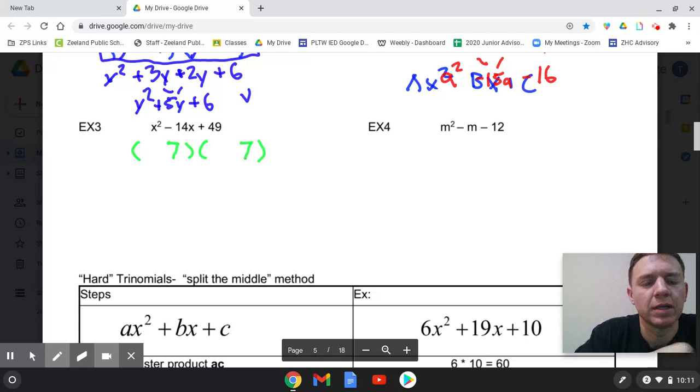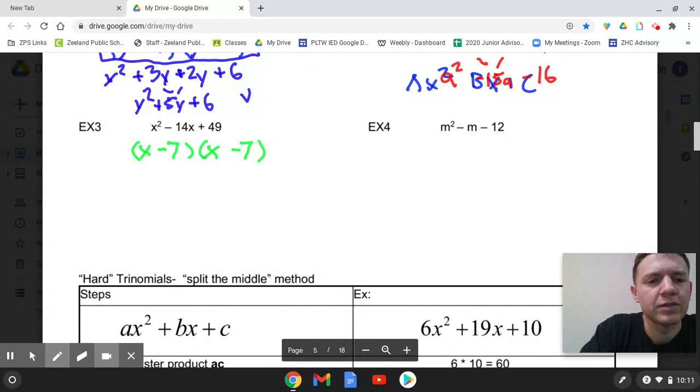Okay. Well, it needs to be -14. So one of these is going to have to be negative. In fact, they both have to be negative. -7 plus -7 is -14. Does that multiply to be 49? Yep, -7 times -7. Negatives cancel. Positive 49. Nice. Okay. So they multiply to be the C, and they add to be the B. All right, let's throw some x's in there since that's the variable we're working with.